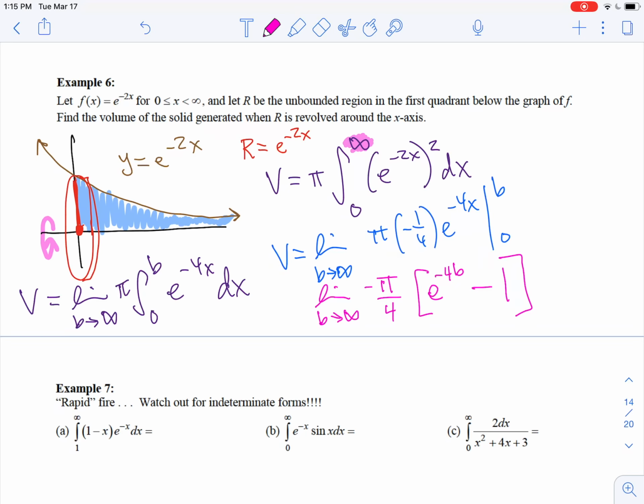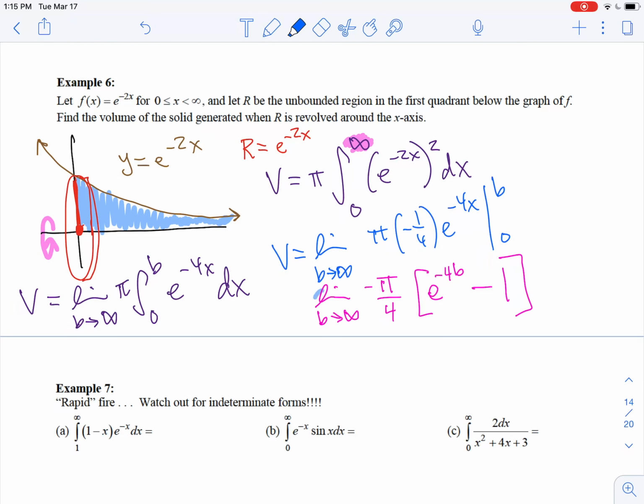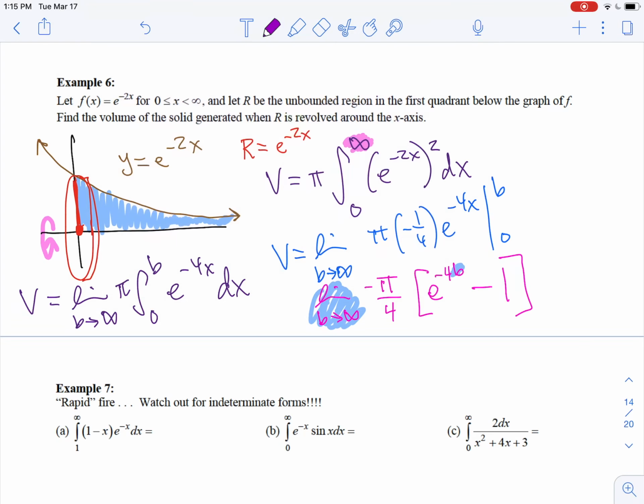Now I apply this limit right here. As b approaches infinity, since that's a negative exponent, you know that's going to be 1 over e to some big crazy power, so that thing goes to 0. Really all you'll be left with is negative pi over 4 times negative 1, which is going to be positive pi over 4. And then that's it.